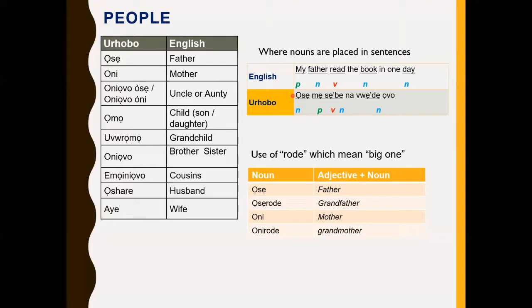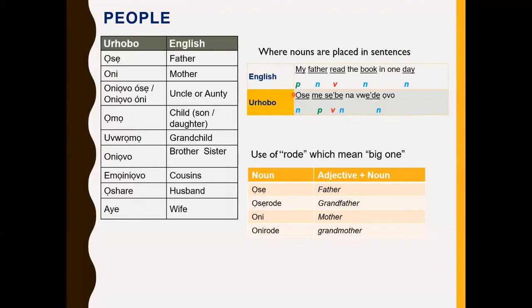Okay, you would have said onime sebina vedovo. Okay, now test yourself. Try with brother or my cousin. You can just keep swapping ose with any of these people to see how you can use them in sentences. So I helped you with mother, onime sebina vedovo.